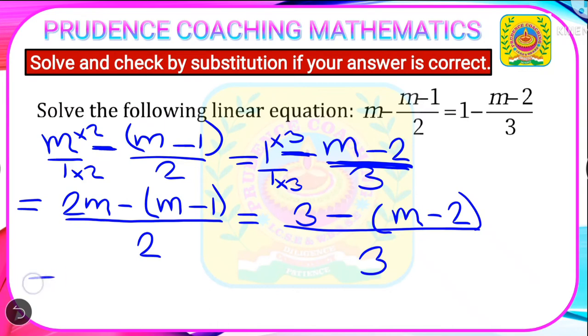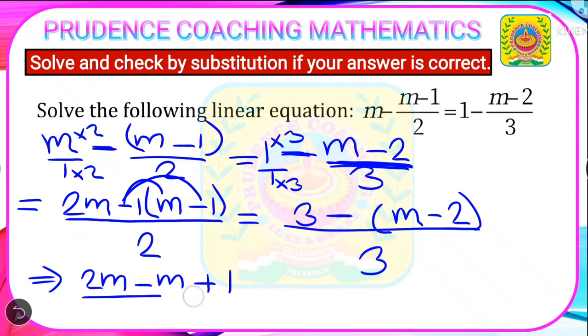Further you need to calculate, so you will write 2m, and if this minus is multiplied with m, it will become minus m, and this minus is multiplied with minus 1, it will become plus 1, because minus into minus is plus. Here we don't have anything, means we have 1, so 1 into 1 is 1, divided by 2, which is equals to, here 3 we have, this minus we need to multiply with m, so we will get minus m.